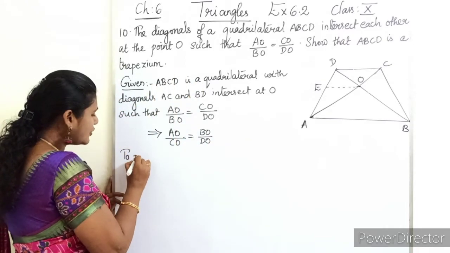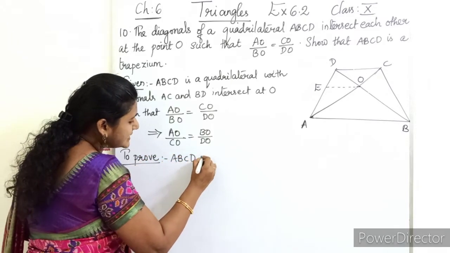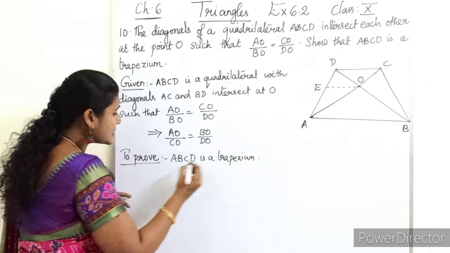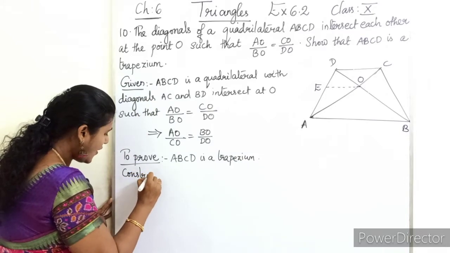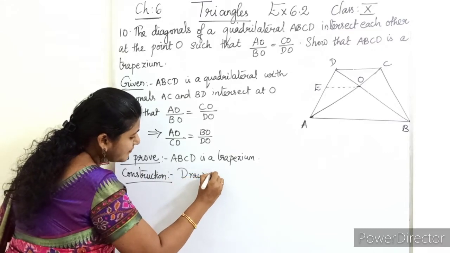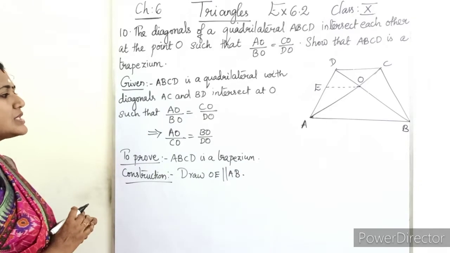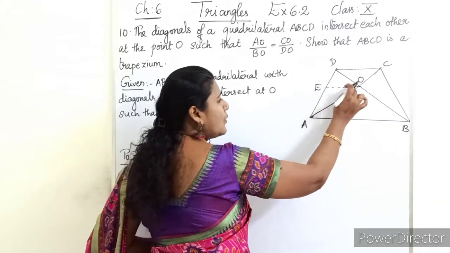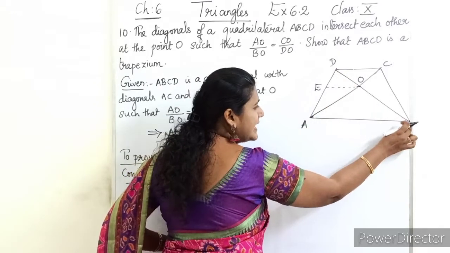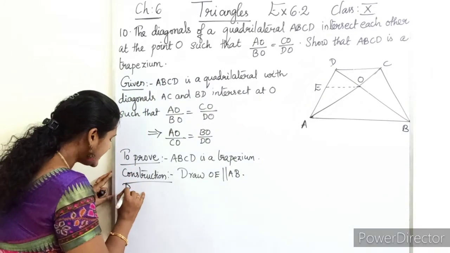Now to prove, what we have to prove? We have to prove ABCD is a trapezium. What is the construction? Draw OE parallel to AB. So this is the condition. Now you see here, since the line OE is parallel to AB, we will consider this triangle ADB, and in this triangle we can apply basic proportionality theorem. So we'll see the proof now.